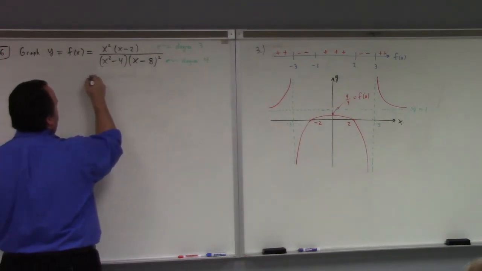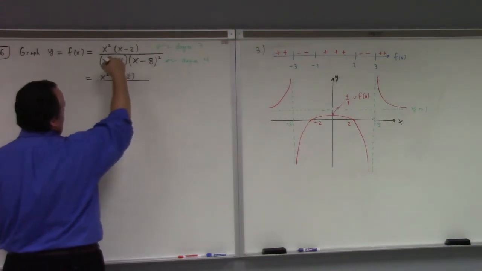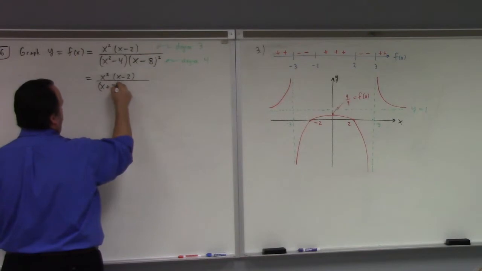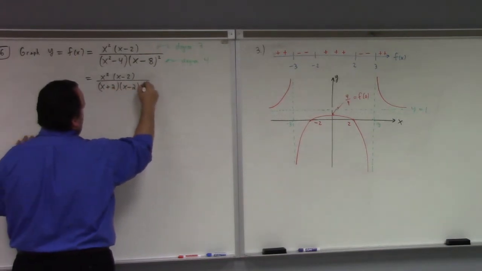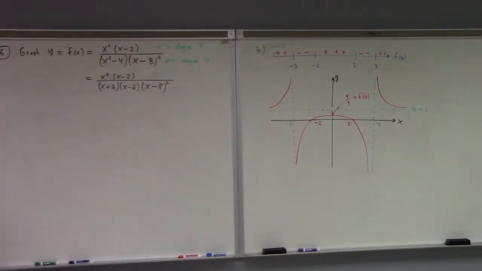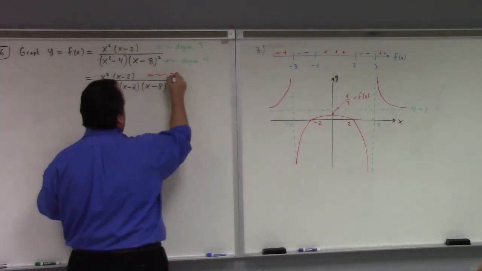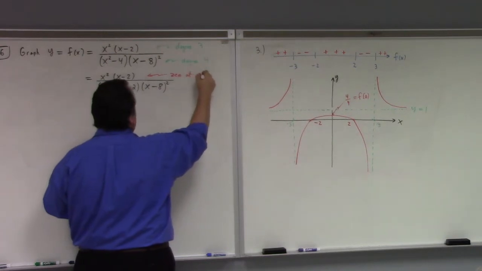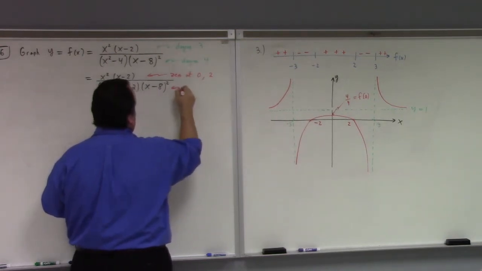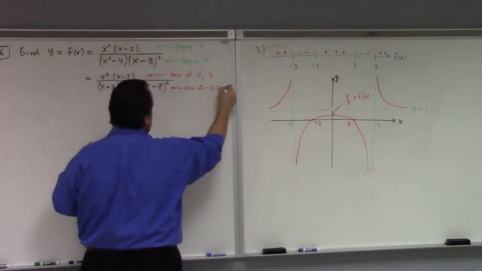Completely factoring this, what's that look like? This factors as x plus 2 times x minus 2, and then we've got x minus 8 squared. All right. This time, let's see here. We've got this one has zeros at 0 and 2, right? This one is 0 at minus 2, 2, and 8.